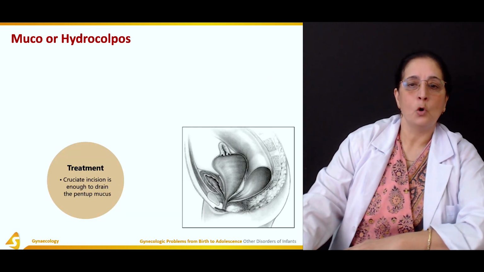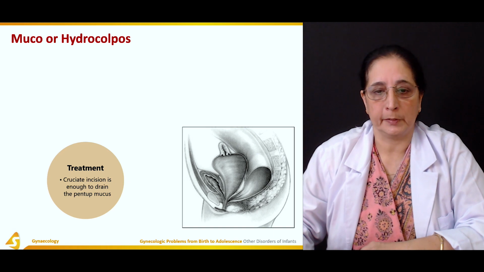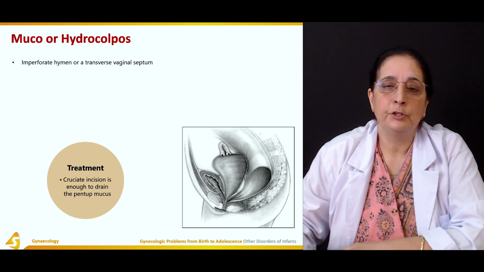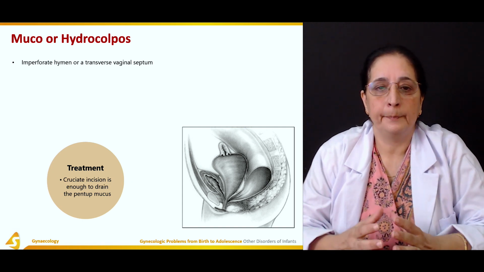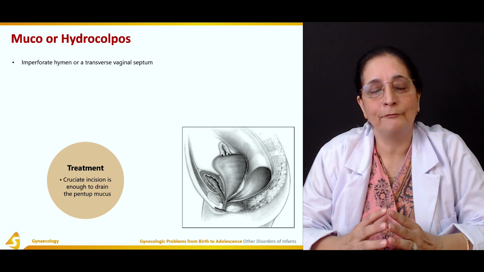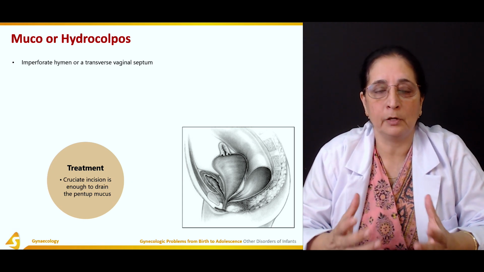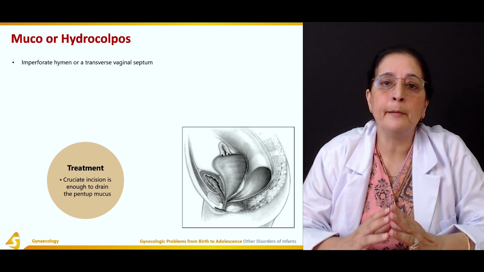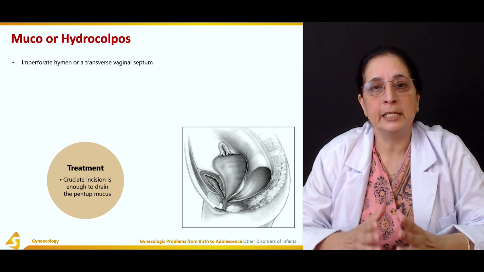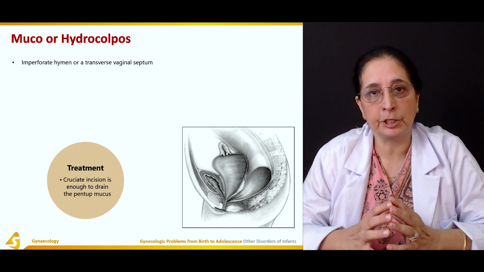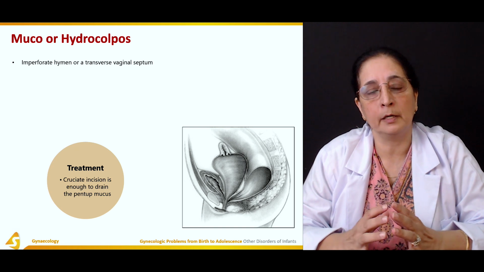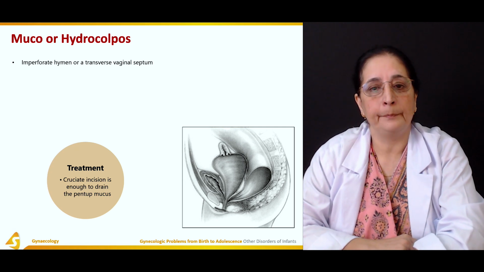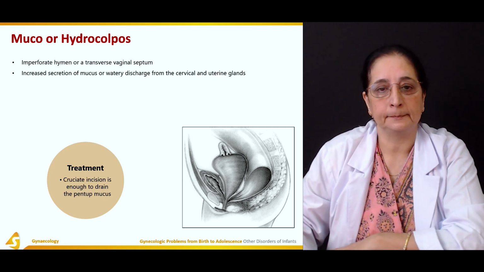Next was muco or hydrocolpos. Muco or hydrocolpos is the presence of mucus or fluid in the cervix or in the vagina, usually as a result of cases when there is imperforate hymen or a vaginal septum. There is a collection of mucus or fluid that can cause formation of the muco or hydrocolpos.